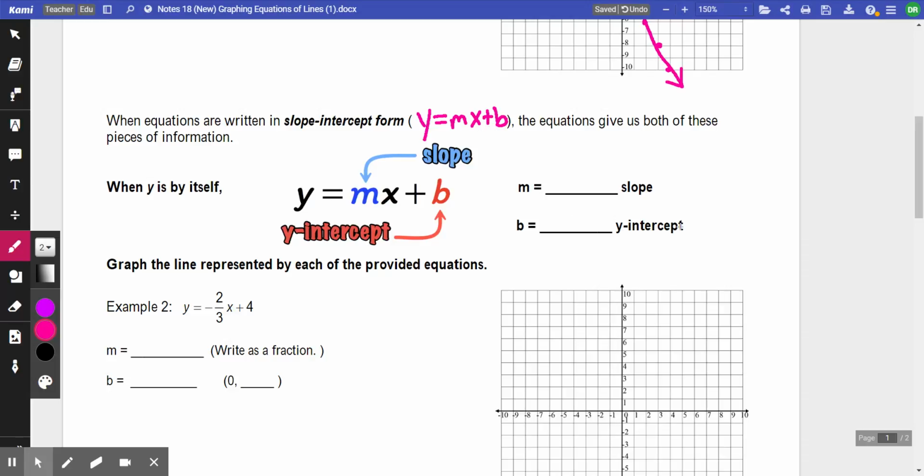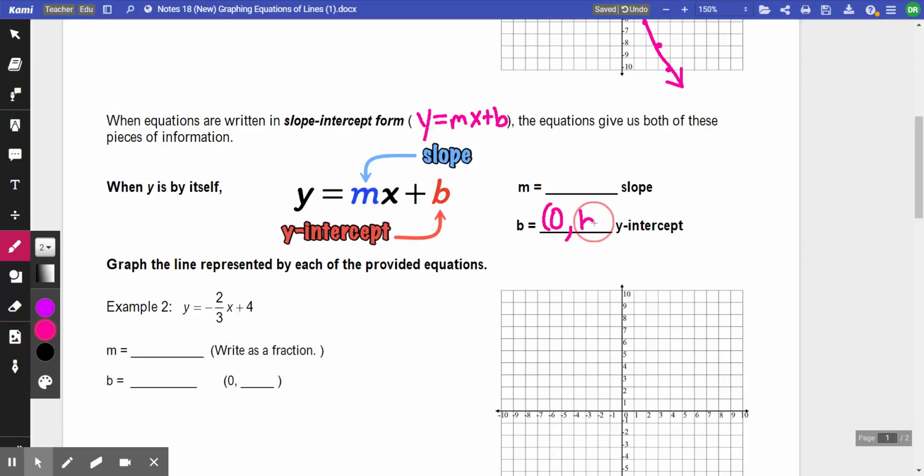It is the y-intercept. Your y-intercept is always going to be an ordered pair with an x-coordinate of 0. And then the y value is just going to be wherever it touches, where it is on the y-axis.